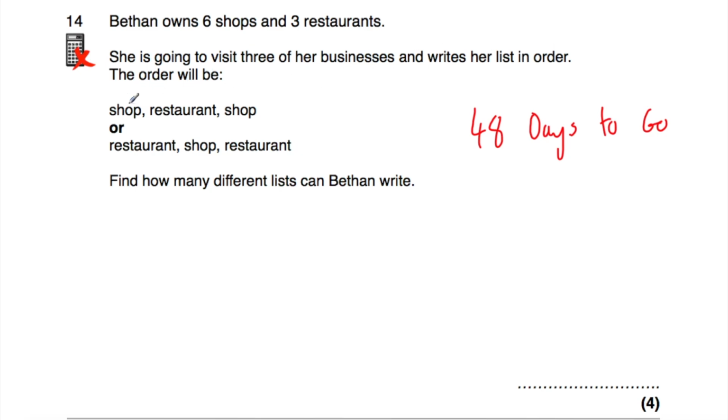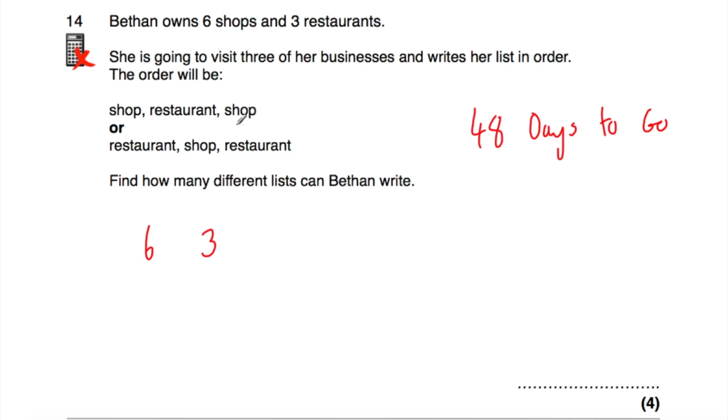And the order will either be a shop, a restaurant, and a shop, or a restaurant, a shop, and a restaurant. And we've been asked to find how many different lists Bethan can write. So I'm going to give you a bit of a hint in terms of shop, restaurant, and shop, and then you can consider restaurant, shop, restaurant, and then add them together to see how many total lists you can find. So in terms of the shop, restaurant, and shop, she owns 6 shops, so she has a choice of 6 shops to begin with. Then she's going to visit a restaurant, so she's got 3 restaurants, so there's a choice of 3 restaurants next.